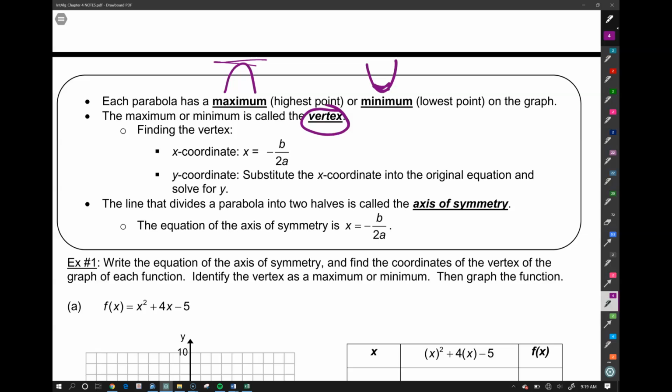Just a second. Forgot to take attendance. Talia's absent. Lauren's absent.